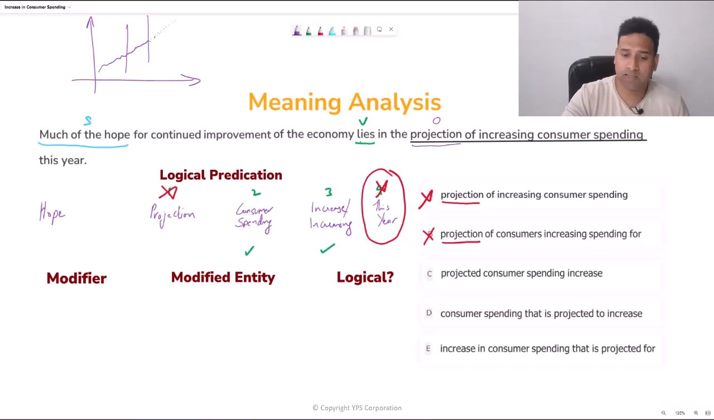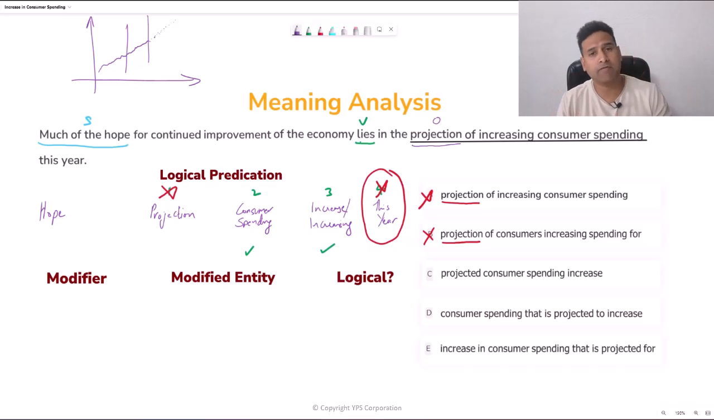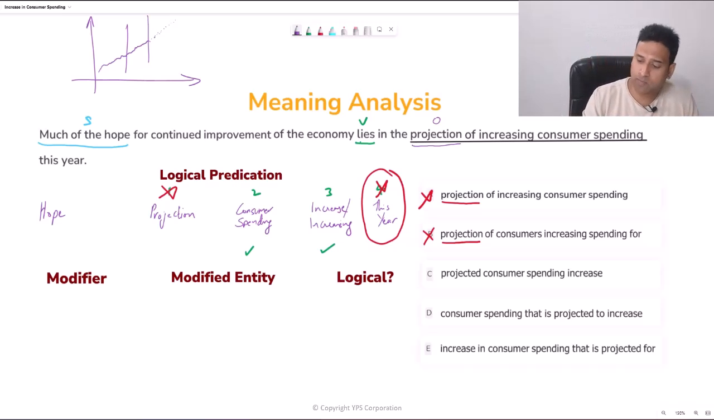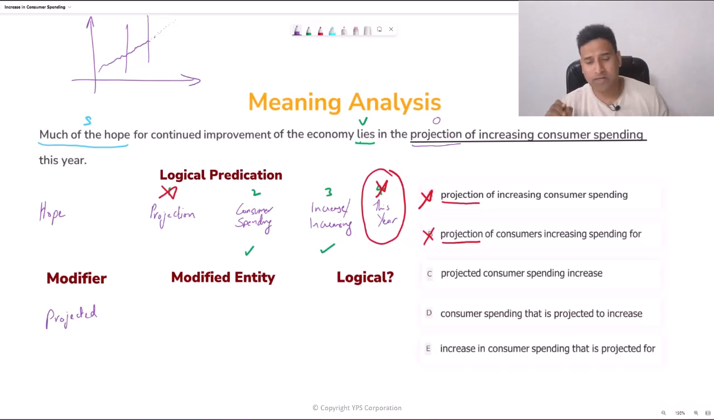Okay, so let's move forward now to modifier and modified entity analysis, right, which is slightly more niche. Now that we are left with three answer choices C, D, and E, let's first look at answer choice C. Right, slide down the modifiers on the left and their respective modified entities on the right, and see whether they make logical sense or not. So the first modifier I see in choice C is projected. So the question is, what is projected modifying?